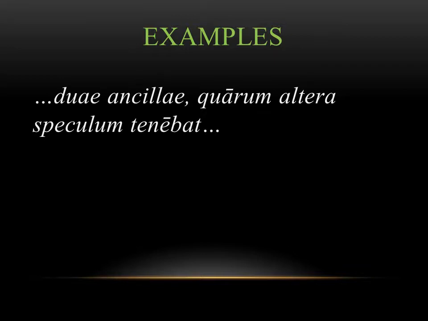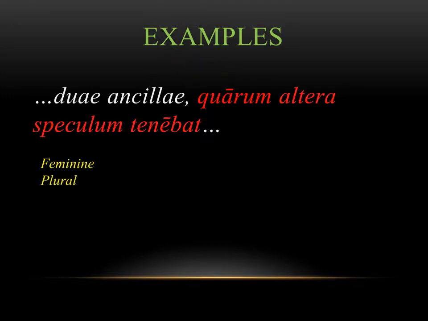In this sentence, you have duae ancili, quarum altera speculum tenebat. The relative pronoun in this sentence is quarum, and the antecedent is the word right in front of it, ancili. They're going to have the same gender and number. So in other words, ancili is feminine, so quarum is feminine. And there's two ancili here, so since ancili is plural, quarum is also plural. But what case is quarum? To figure that out, we have to look at what it's doing in its own clause.